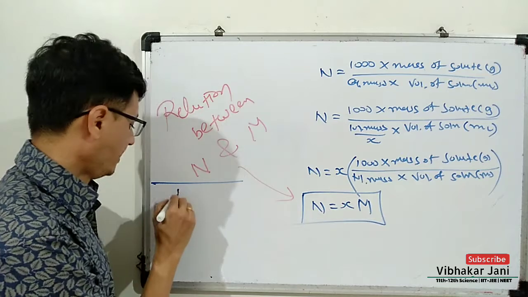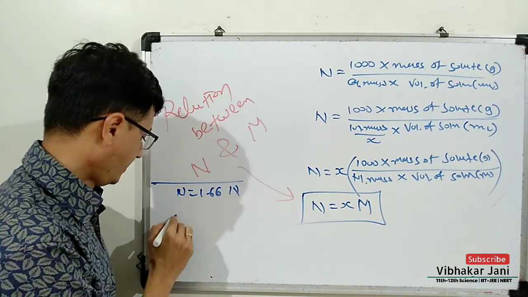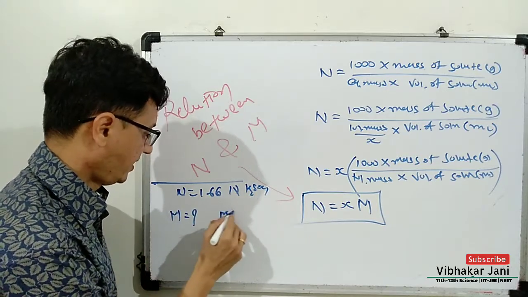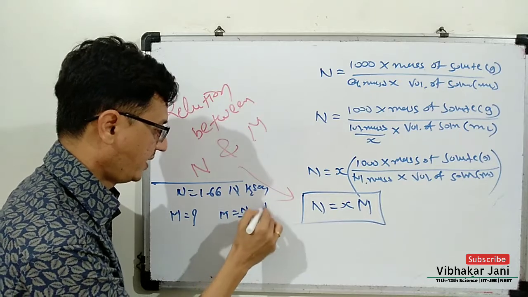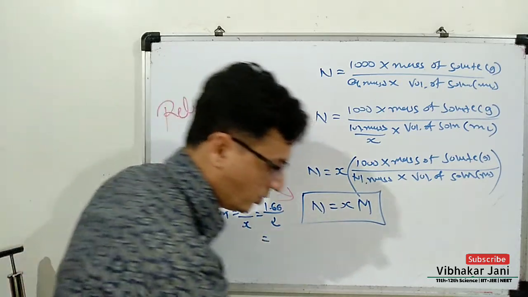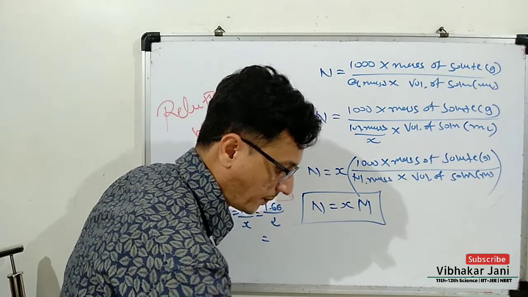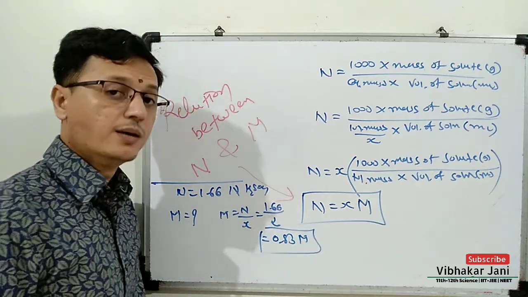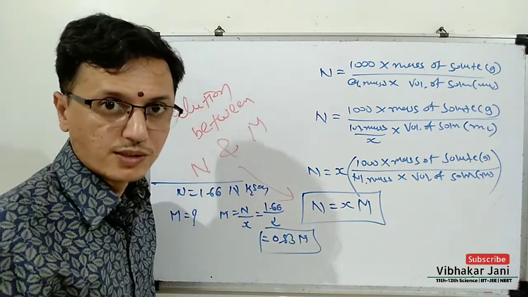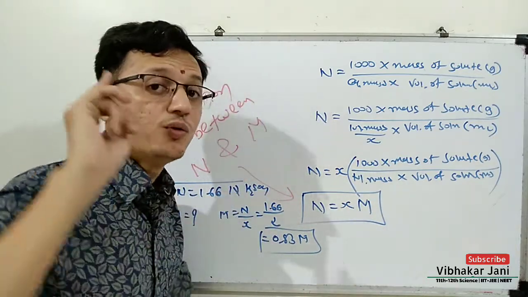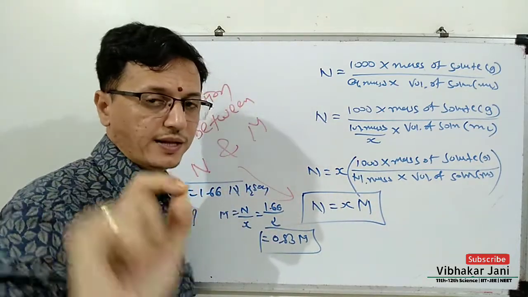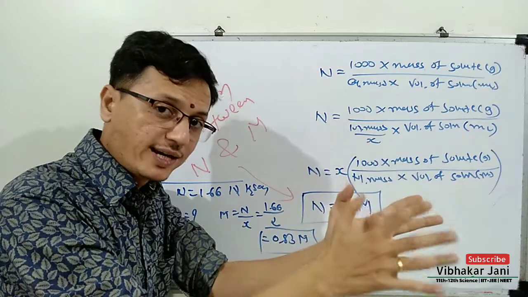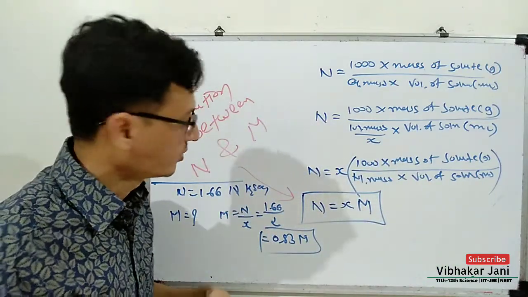If normality is 1.66 normal for sulfuric acid, and you are asked to find molarity, then molarity is equal to normality divided by X, 1.66 divided by 2. If you divide this by 2, you will have the answer 0.83. This much molar will be the molarity of that sulfuric acid solution. That means if you have the value of normality of any solution, then you can predict the value of molarity also. Or if you have the value of molarity, then you can derive the value of normality also by using this formula.